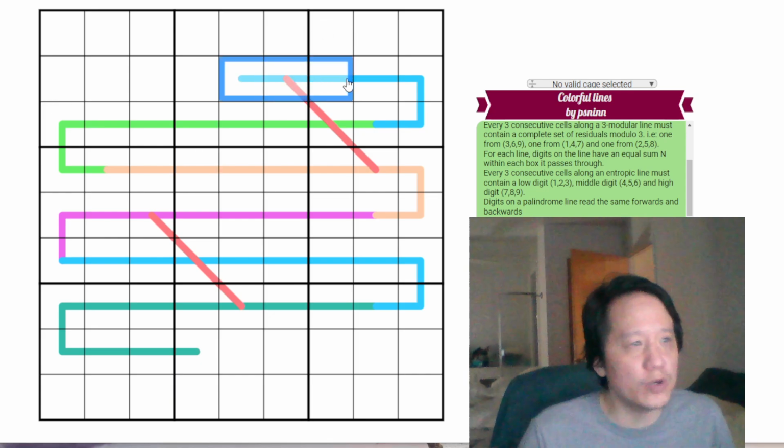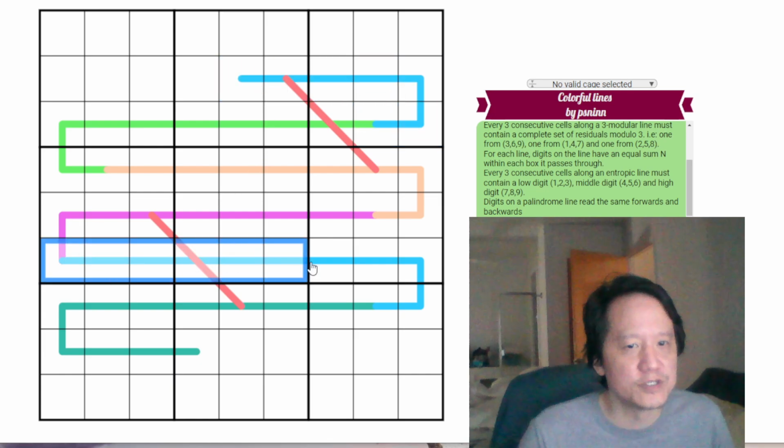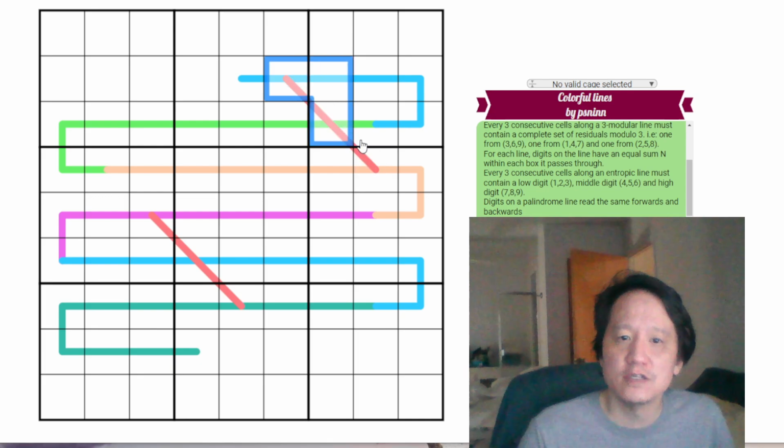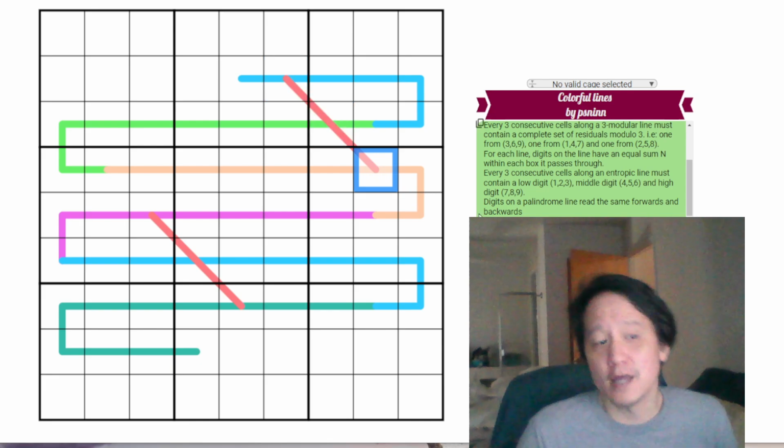And then the blue is the region sum line. So this is the region sum, and so is this. And the red lines are the palindrome lines. So these read the same both forward and backwards. And those are the rules of the puzzle.